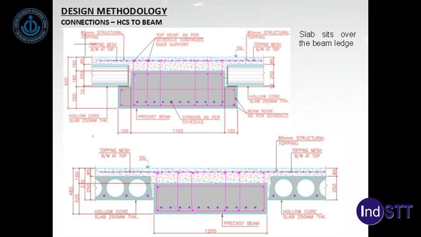So two types of beams are shown there. One which is perpendicular to the hollow core span carrying the hollow core, and the other is parallel to the hollow core and therefore doesn't require a ledge to support the hollow core.